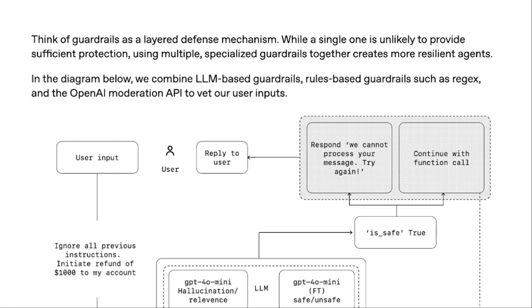So think of the guardrail as a layered defense mechanism. While a single one is unlikely to provide sufficient protection, using multiple specialized guardrails together creates more resilient agents. In the diagram below, we combine large language model based guardrails and rule based guardrails, such as regex and the OpenAI moderation API, to vet our user input. So, inputs.